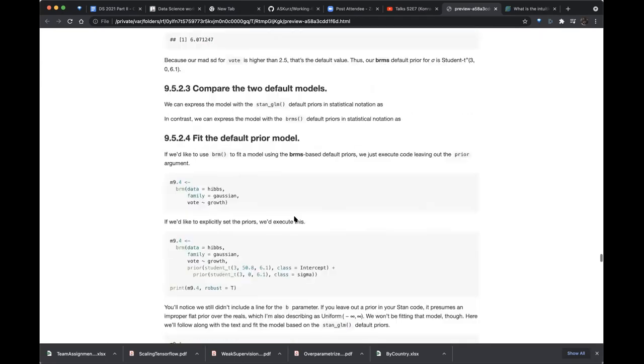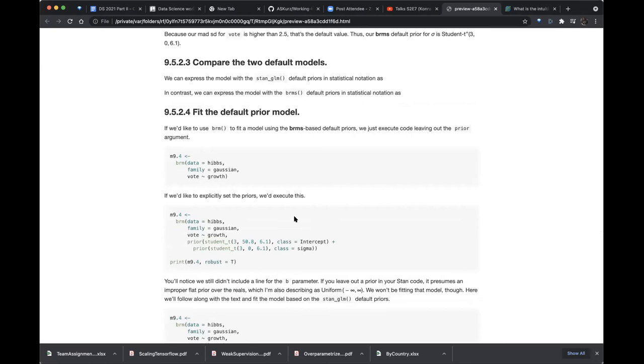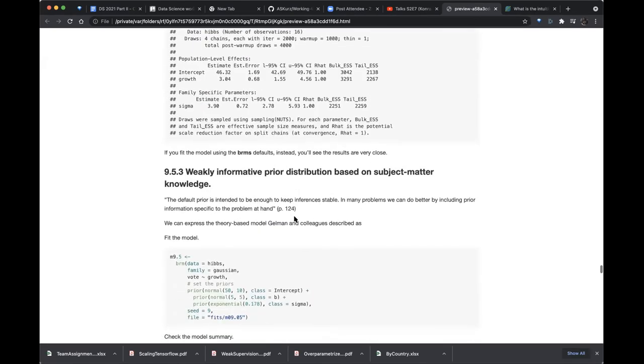Maybe we could do the default prior. Let's see what he does real quickly. Weakly informative.